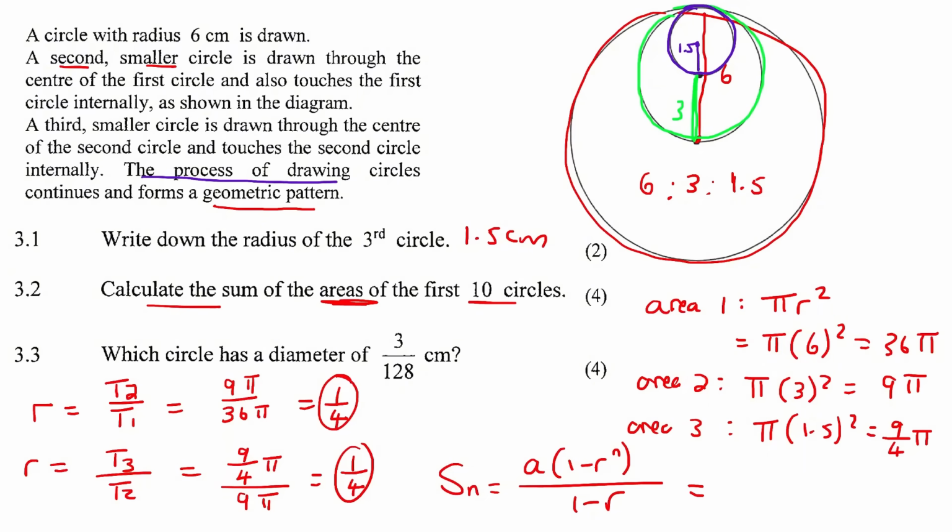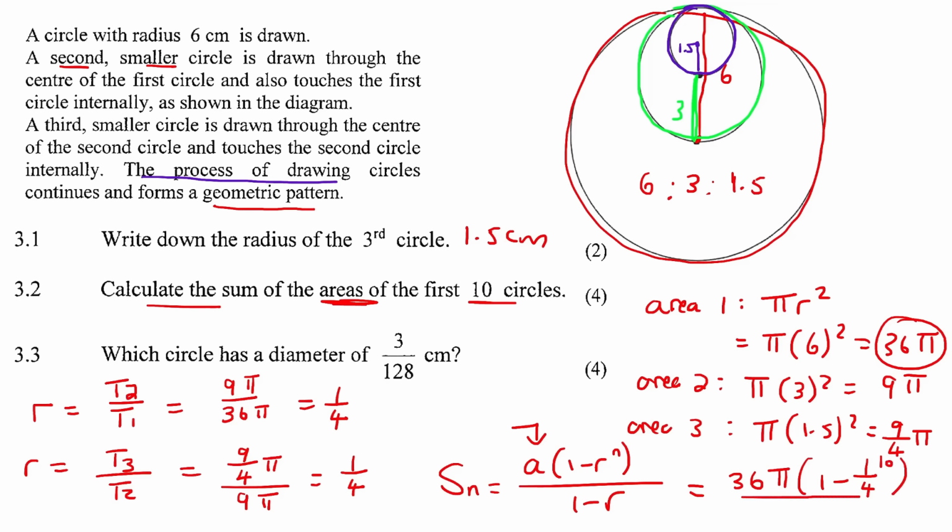Now they want the sum of the first 10 terms. So a would be term 1 of the areas, which was 36 pi. The ratio is a quarter, and n is going to be 10 because we're looking for 10 terms. Go ahead, type that all in on the calculator. When you do pi, just type in pi as it is on the calculator. Don't use 3.14. If we round this off, we should get 150.80 centimeters.